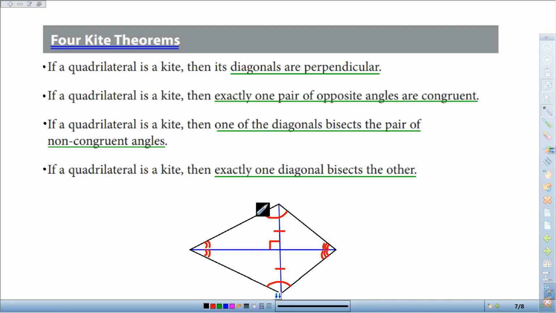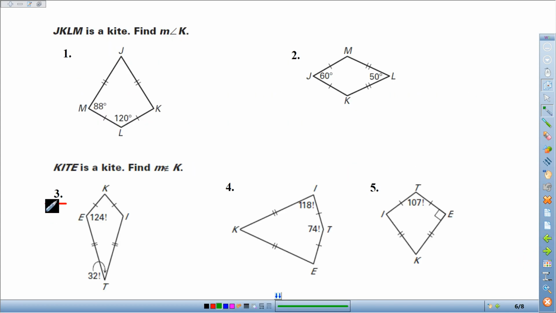Those angles are congruent. One of the diagonals bisects the pair of non-congruent angles. So these non-congruent angles here and here, this diagonal is bisecting those into 2 congruent halves. And then last thing, exactly one diagonal bisects the other. The diagonal that's being bisected is this one. It's being cut into 2 congruent halves. Okay, so with all that in mind, let's take a look at number 3.